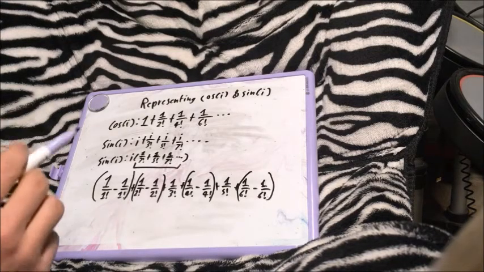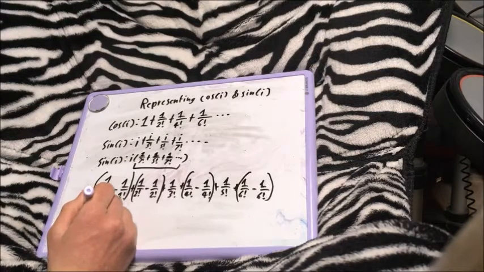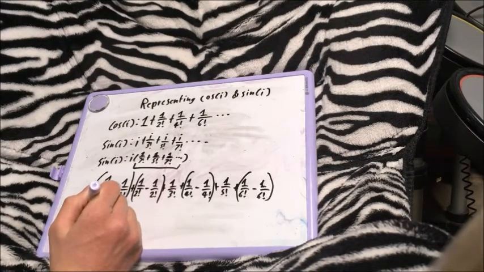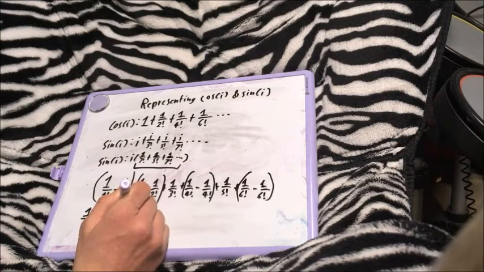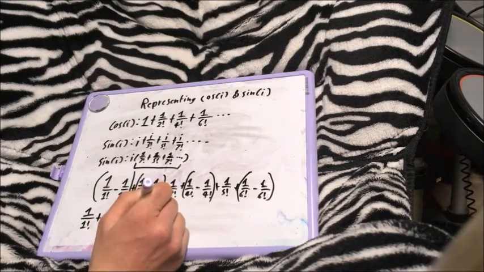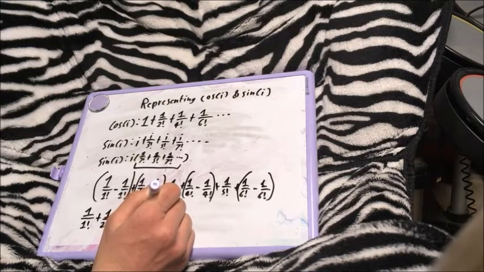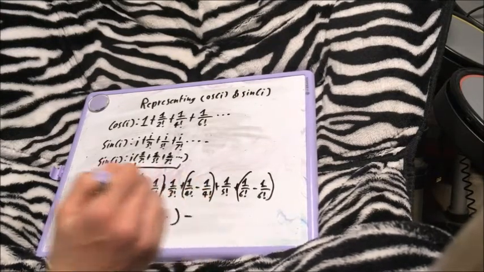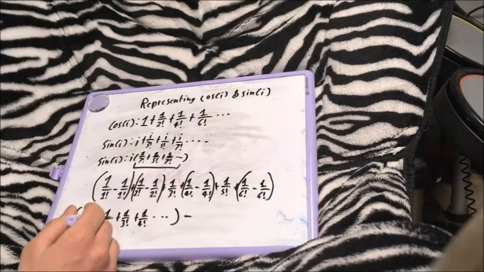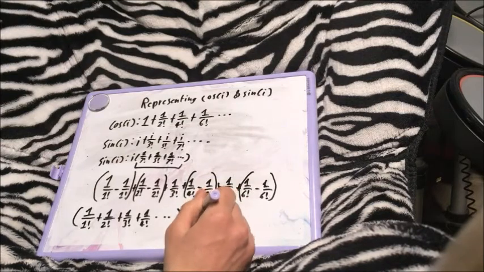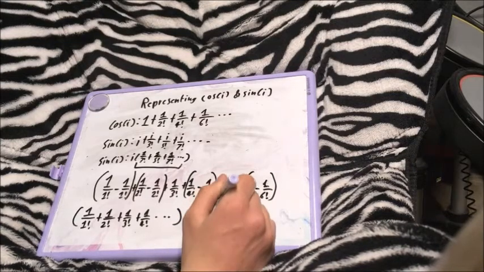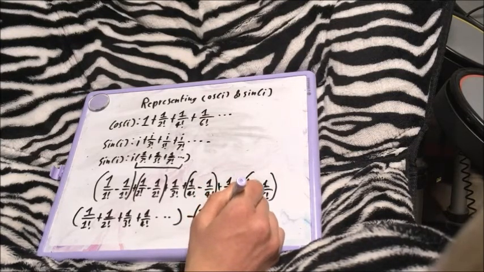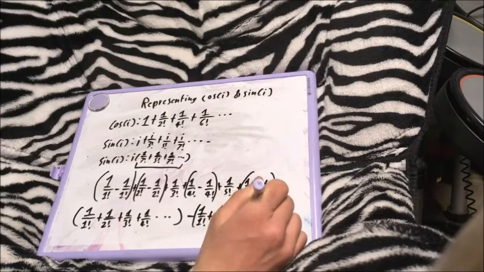However, the observant eye will realize that this gives us 1 over 1 factorial plus 1 over 2 factorial plus 1 over 3 factorial plus 1 over 4 factorial, on and on and on. We have this series running on and on. And this will give us this series minus 1 over 1 factorial plus 1 over 2 factorial plus 1 over 4 factorial, on and on and on.